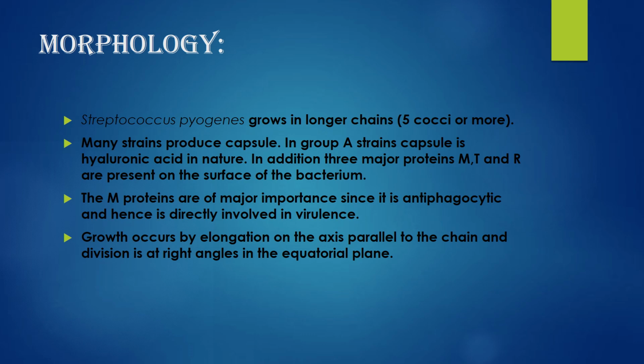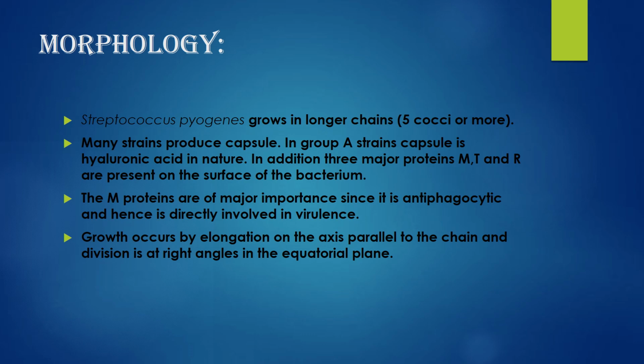They consist of M proteins, as I previously mentioned in Lancefield classification, which are of major importance because they are antiphagocytic. Now, what does this word antiphagocytic mean? It means that M proteins prevent phagocytosis of the bacteria. It means it prevents the immune system from digesting the bacteria and hence they can cause the disease, and it is directly involved in virulence.